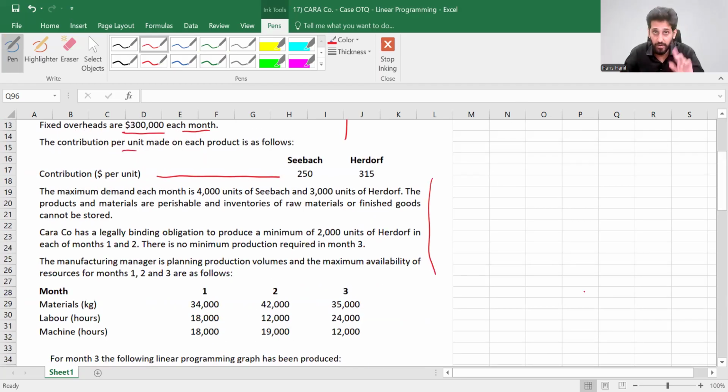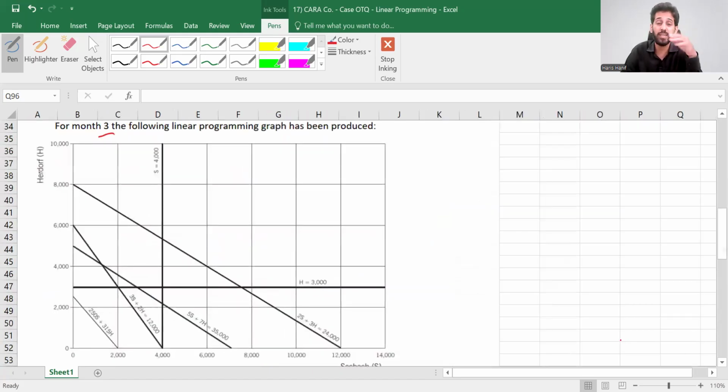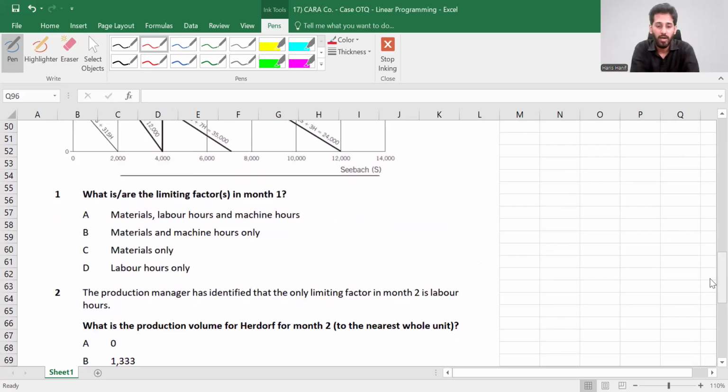We will have to read it. This is the graph which has been produced for month 3. Now in linear programming, you are not supposed to draw the graph; it will already be plotted in the question. Question number 1: what are the limiting factors in month number 1? So let's now move on.